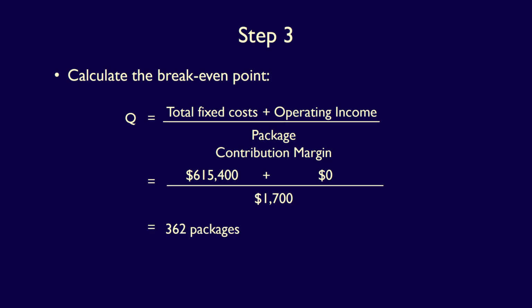Solving this equation, $615,400 divided by $1,700 is equal to 362 packages. In order to break even, we have to sell 362 packages, and in each package, there must be 4 units of XD2 and 1 unit of LB4.